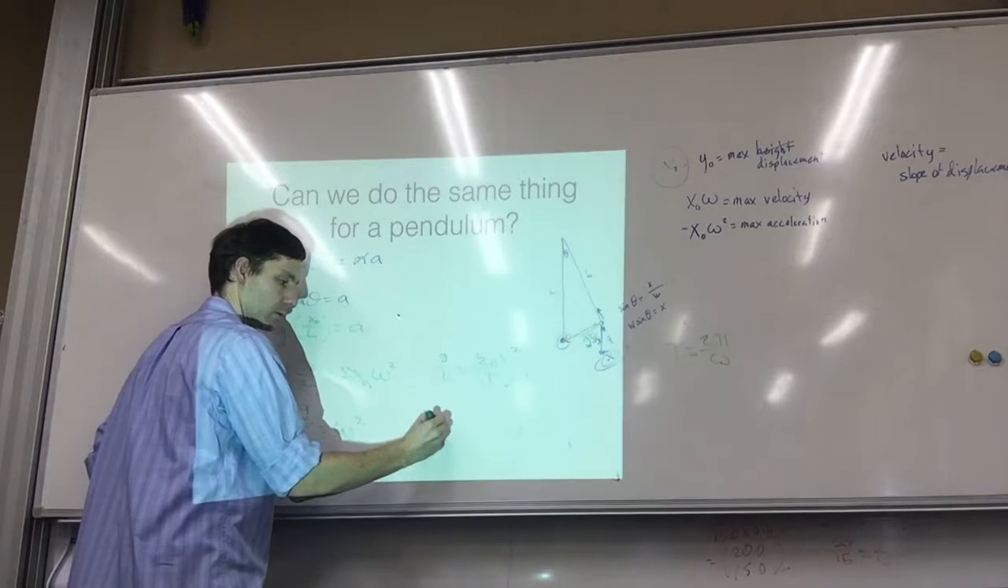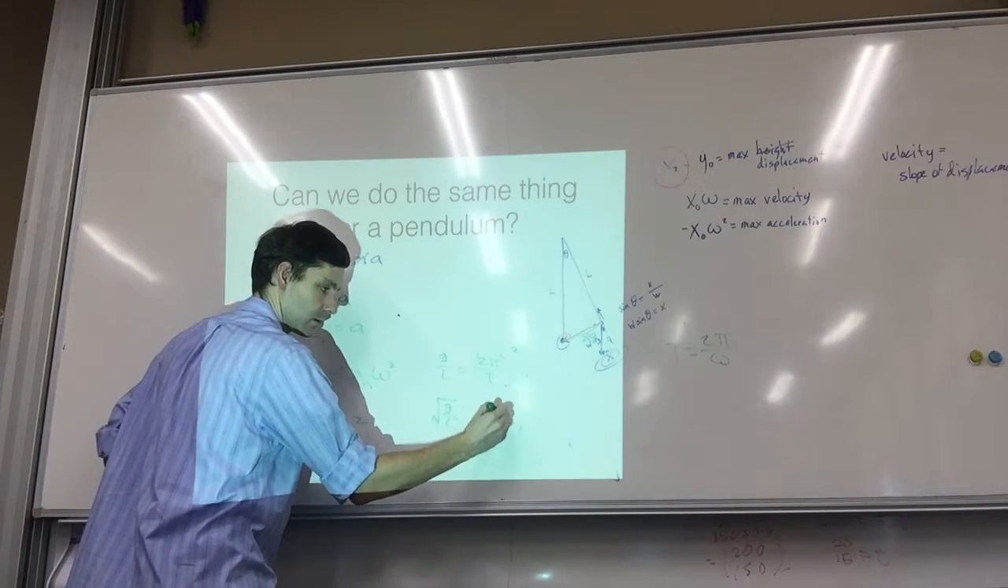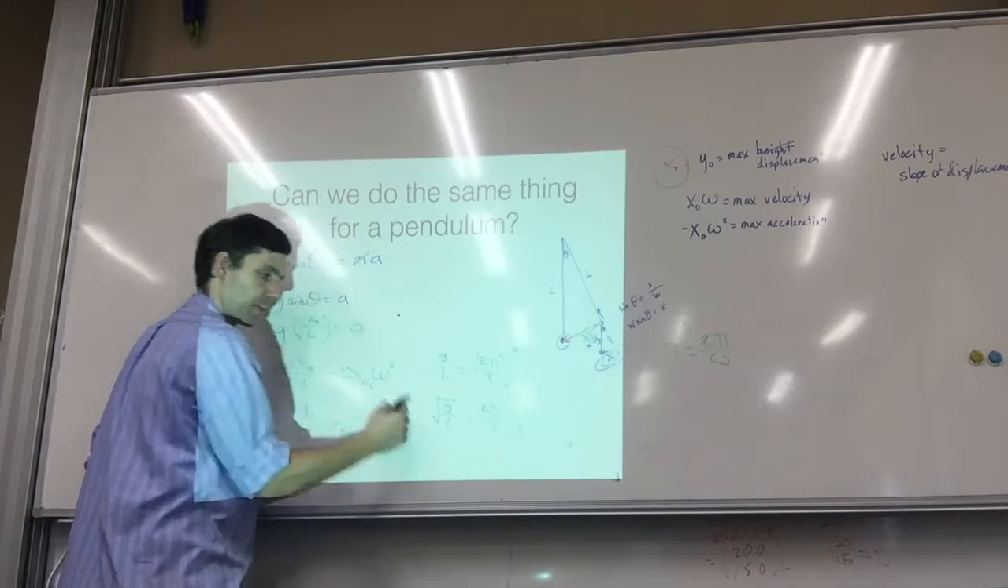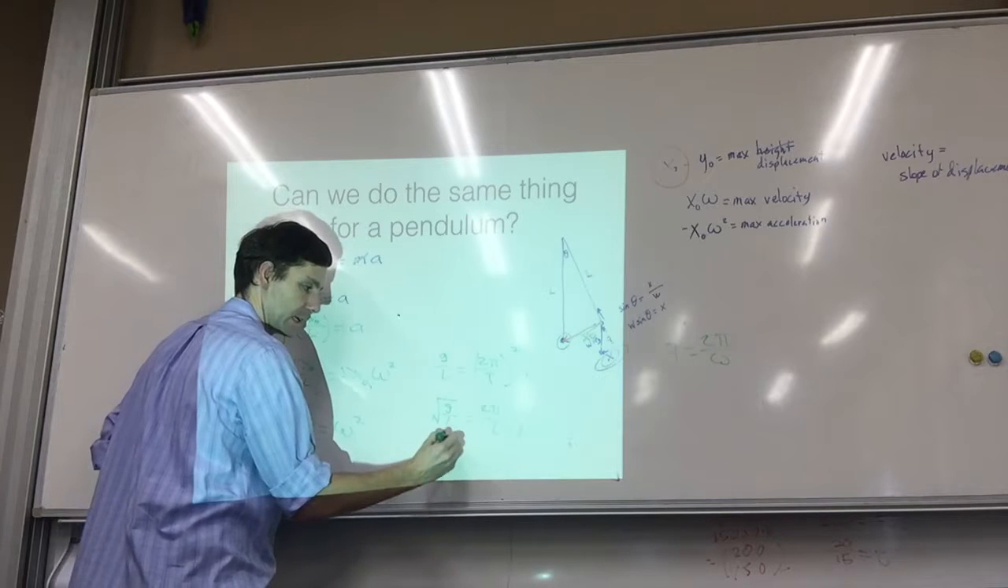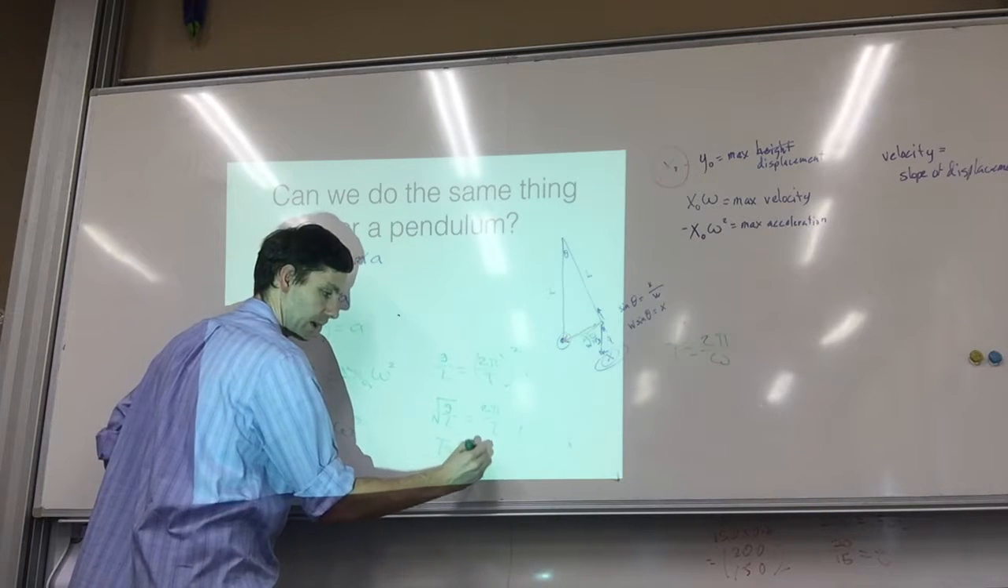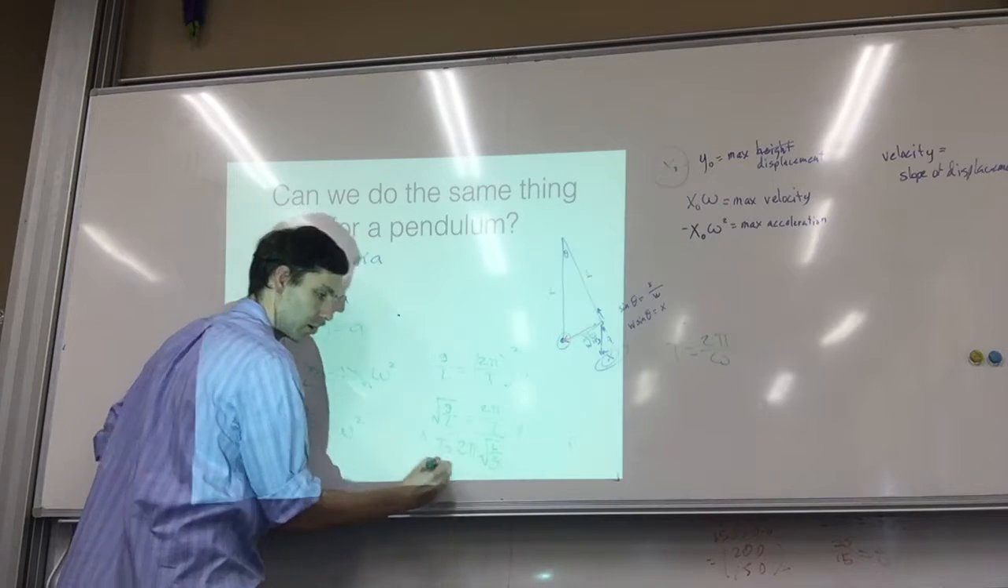Again, take the square root. Multiply by T, multiply by the reciprocal. So I get T equals 2 pi square root of L over g.